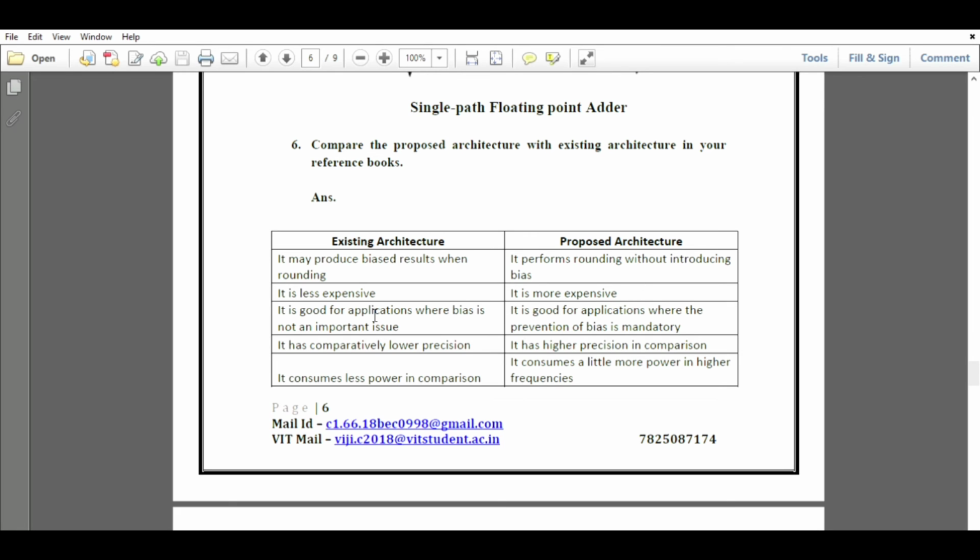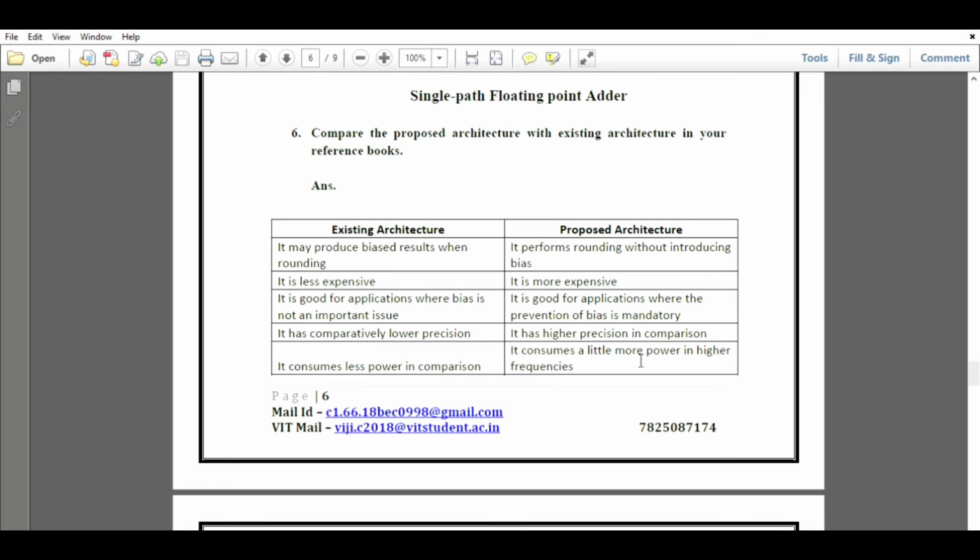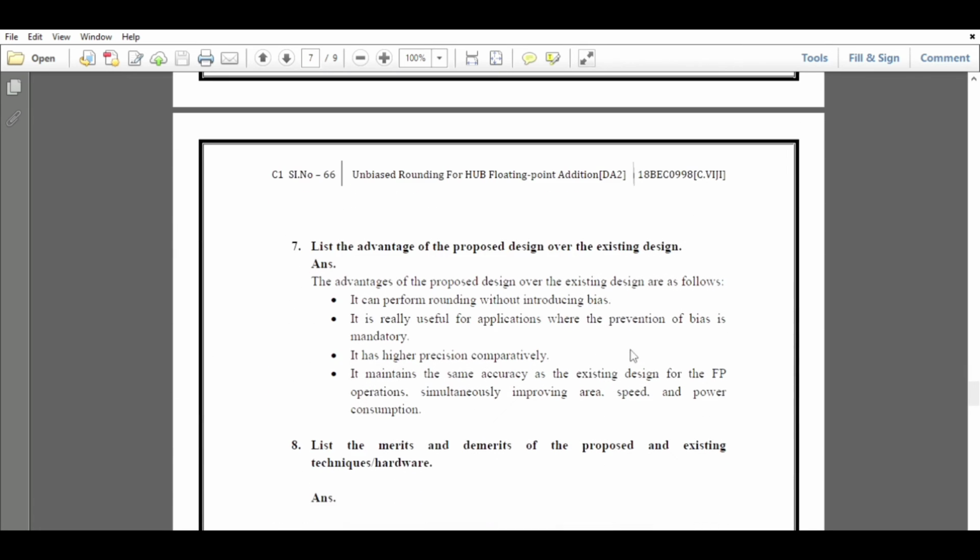This is good for applications where bias is not an important issue. This is where prevention of bias is mandatory. It has comparatively lower precision. This has higher precision and it consumes less power. This consumes more power at higher frequencies.